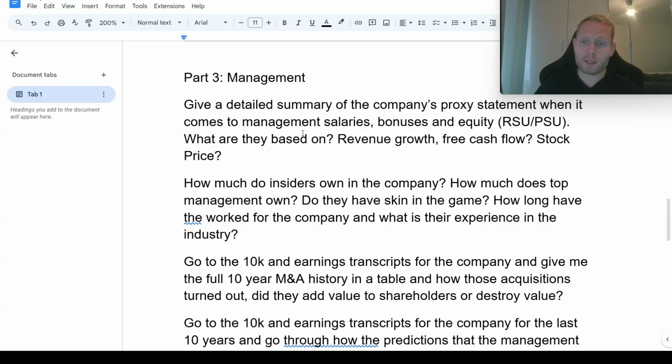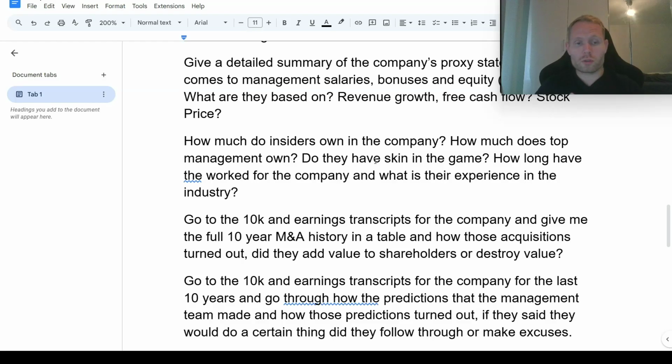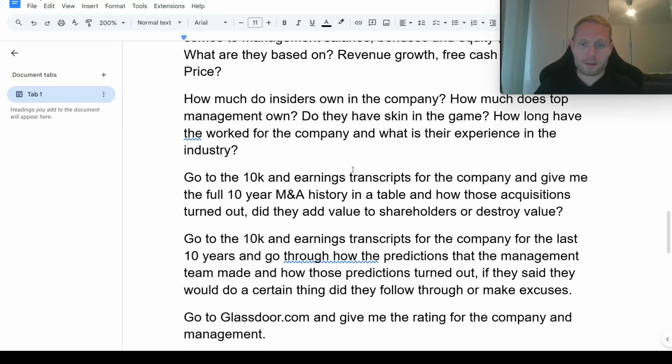bonuses, and equity. RSU and PSU, so restricted stock units, performance stock units. We want to know skin in the game. So we want to know how much do the top management team own? Do they have skin in the game? How long have they worked for the company? And what is their experience in the industry? This is something that usually takes a lot of time to summarize as well. So use Grok for that.